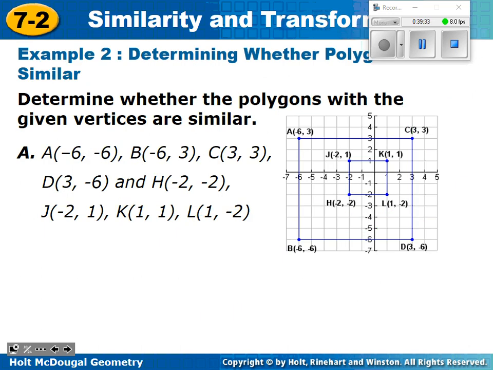Yes, sir. If you needed it, but since those were horizontal, we could just count them. If it's diagonal, you'll have to use the distance formula.